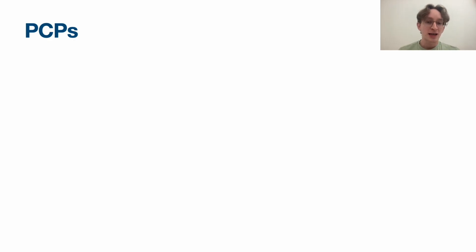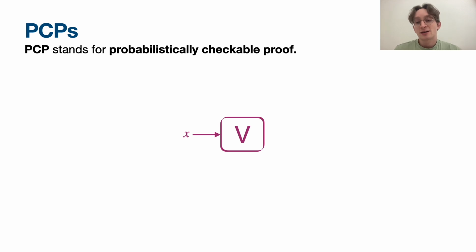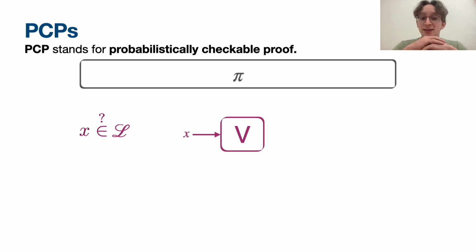So the first thing I'm going to talk about is PCPs. We're talking about zero knowledge PCPs, so we're going to quickly refresh what PCPs are. PCPs are probabilistically checkable proofs. And what does this mean? Well, we are going to think about a setting where we have some verifier algorithm, some polytime verifier. They're going to get as input some input X, and their entire goal in life is to decide: is X in the language L or not? That's their entire purpose. And we're going to give them access to a proof.